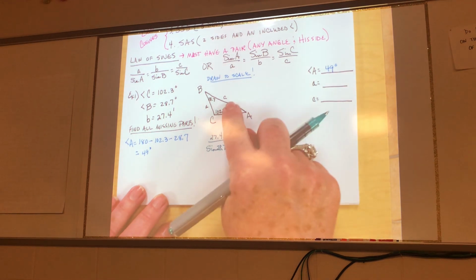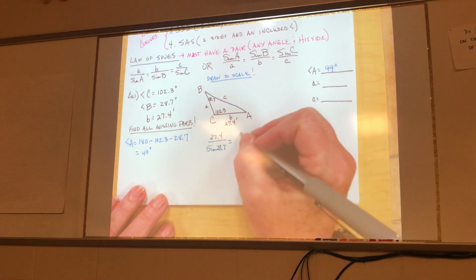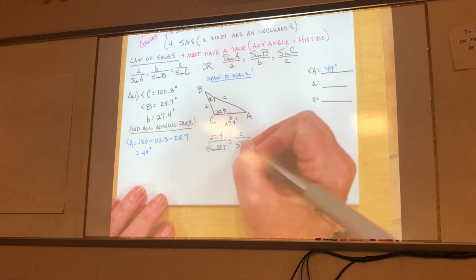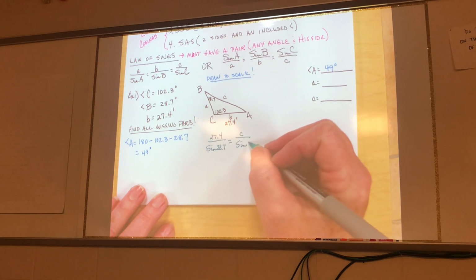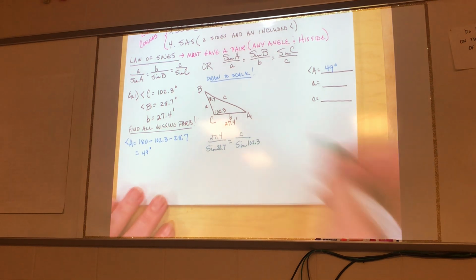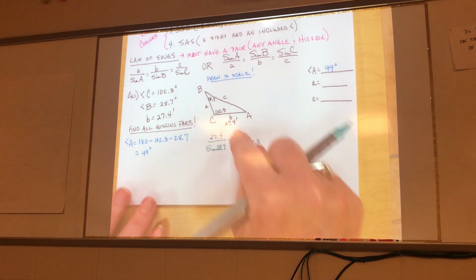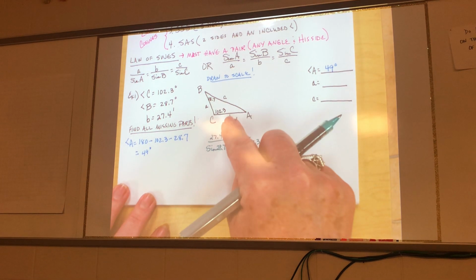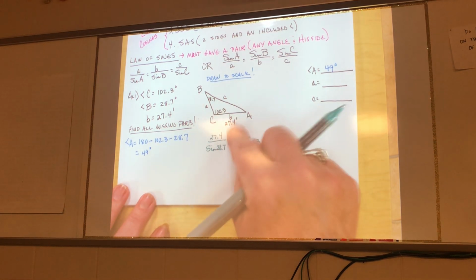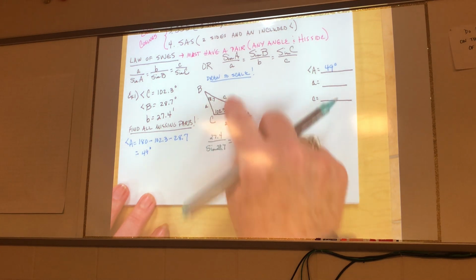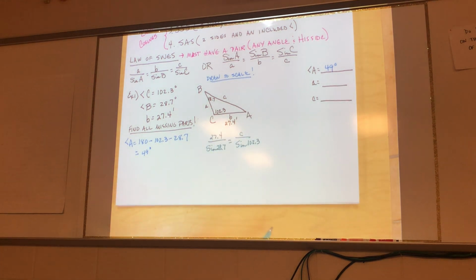Let's find C first. C is to the sine of angle C. What's angle C? We do know, it's 102.3. Do you see how nice a picture is? I love the picture because I just go, this side is to the sine of this angle, this side is to the sine of this angle. Now, I'm gonna do this one time and then I'm not ever gonna do it again.